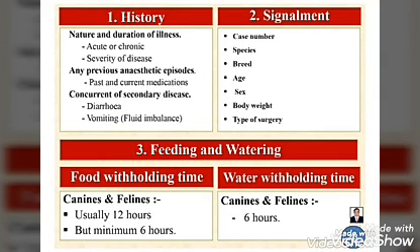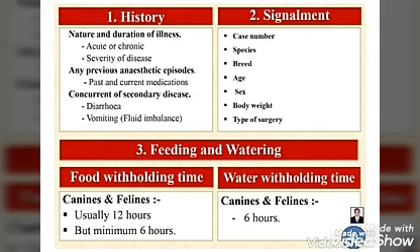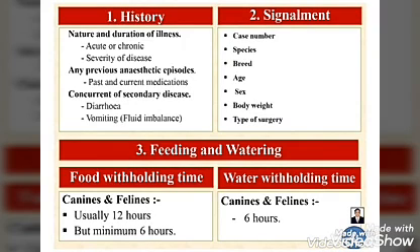Such patients should not be given injectable anesthesia because it is a risky procedure, so generally inhalation anesthesia is preferred. And patients with a history of epilepsy should not be given phenothiazine derivatives. If your animal has a history of epilepsy, generally do not prefer phenothiazine derivatives, otherwise they decrease the seizure threshold.